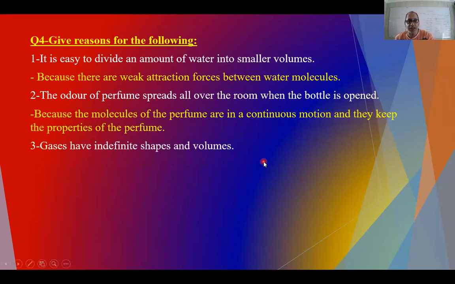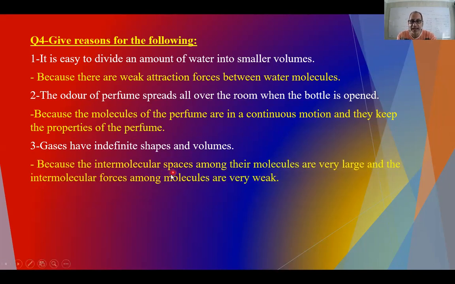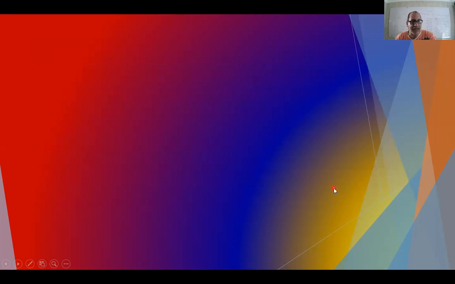Gases have indefinite shape and volume. Here we must answer in detail. In everything, we said intermolecular spaces and intermolecular forces. So one of the reasons that gases have indefinite shape and volume is that the intermolecular forces are very weak, almost vanished, not present. And the intermolecular spaces are very large. We must mention both of them. That the intermolecular spaces among the molecules are very large and the intermolecular forces are very weak. So these two reasons give the gas its character, which is indefinite shape and volume.